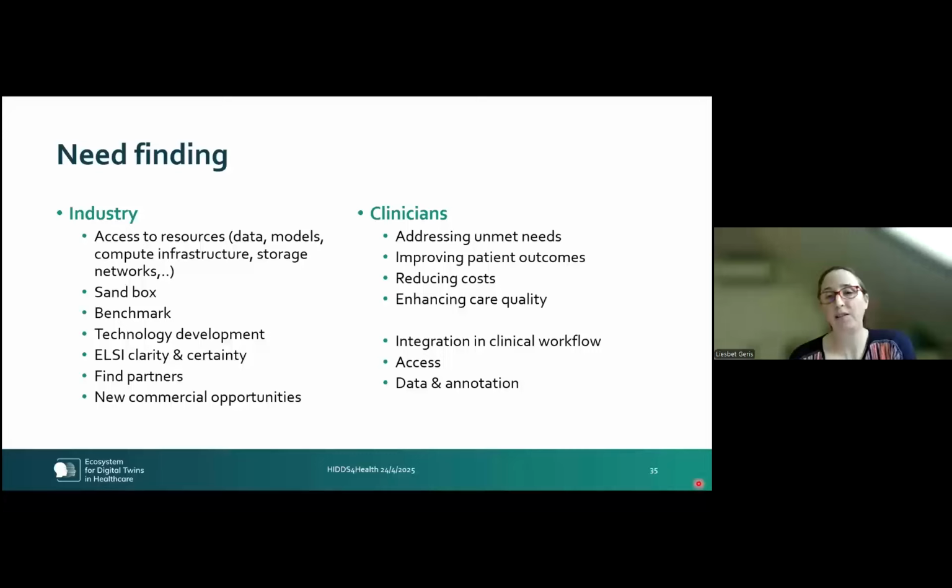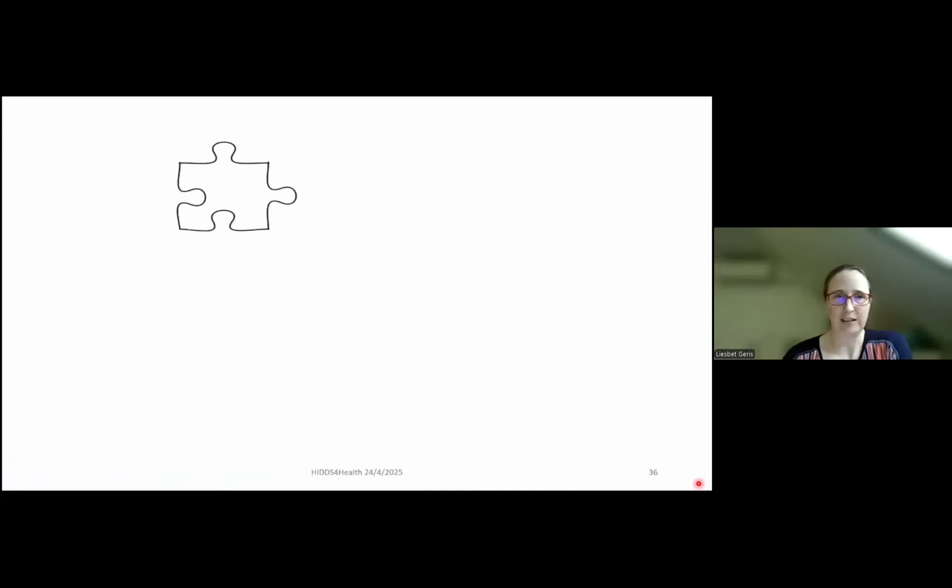This also means that there needs to be a seamless integration of these technologies in the clinical workflow, that access to data is important, and also the annotation of data in order to make sure that we can do something with all of that data that is there.